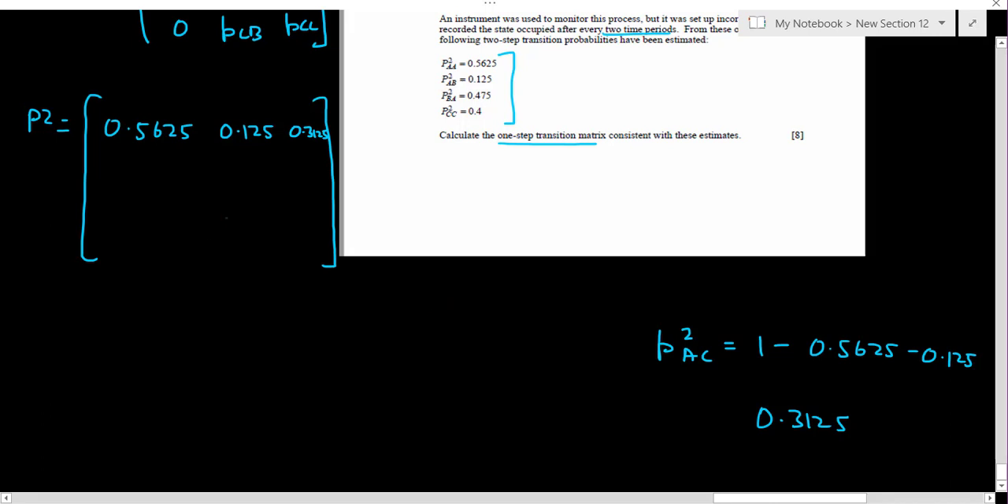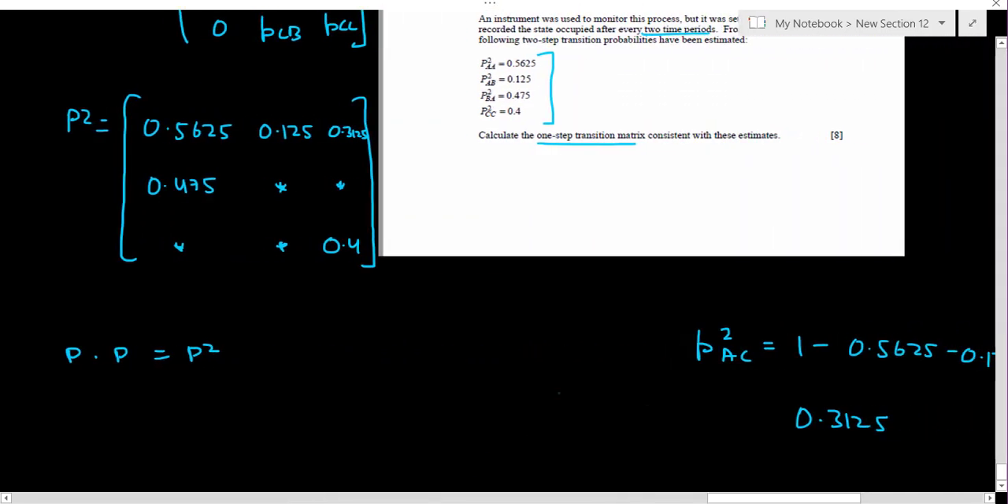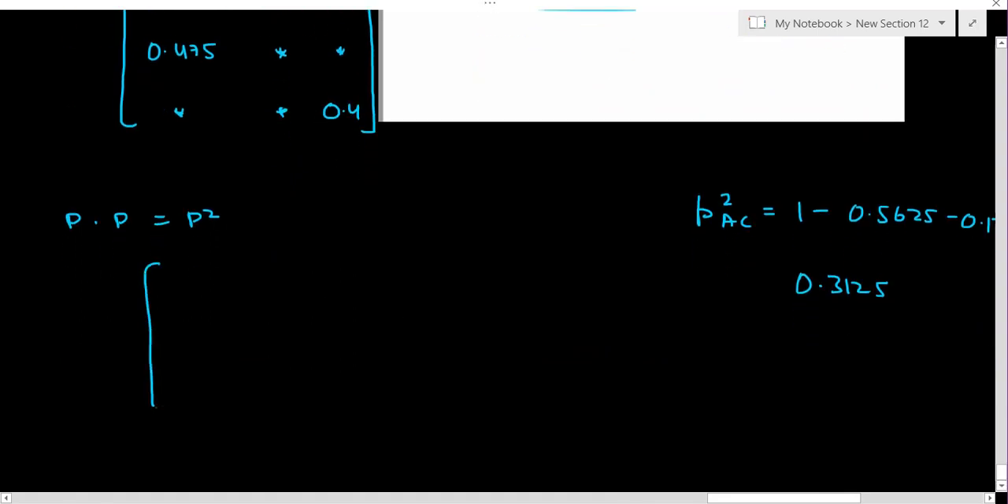Okay, now in the second row you have got P square BA, which would be somewhere here, 0.475. These two are not given, so you can't figure them out unless two of them are known. You cannot know the third one. And you have got P square CC, which is 0.4, and these are stars. Okay, so if I try to figure out this matrix, how can I do that? I need to go from 2-step transition probabilities to 1-step transition probabilities. If I multiply P with P, I would get P square. That is something I know already, right? So P into P is basically P square.